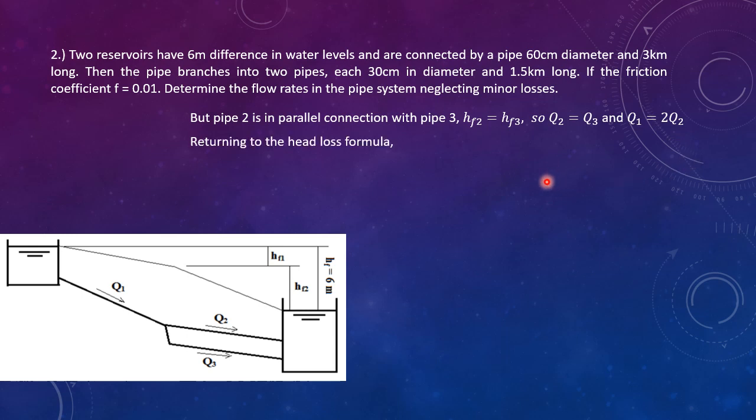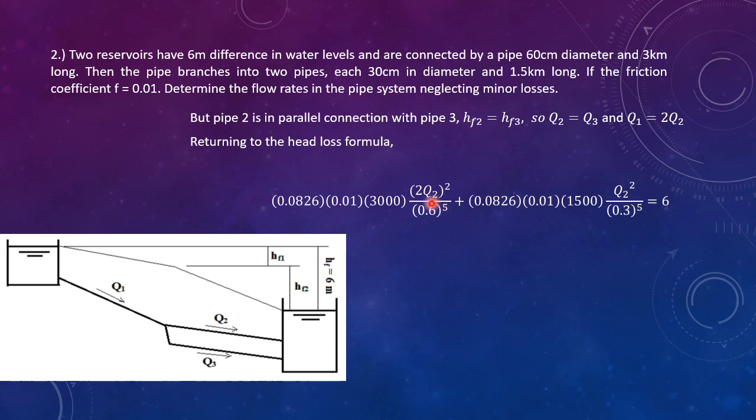Returning to the head loss equation, we simply substitute Q1 with 2Q2. We can see now that in this equation, there is only one unknown, and that is Q2. Therefore, we can solve for Q2. And Q2 is equal to 0.097 cubic meter per second or 97 liters per second.